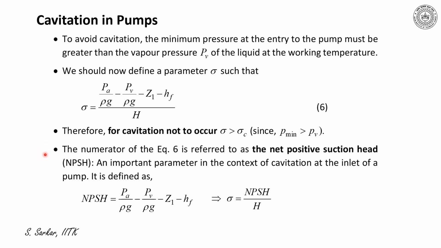Furthermore, the numerator of equation number 6 is referred to as the net positive suction head, NPSH, which is an important parameter in the context of cavitation, as stated earlier, at the inlet of a pump, and is defined as NPSH equal to PA divided by rho g minus PV by rho g minus Z1 minus HF. Thus, sigma is equal to NPSH by H.